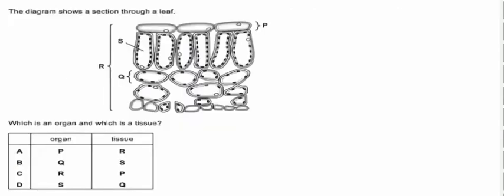The next one. The diagram shows a section through a leaf. So a leaf is an organ, or an example of an organ. So the entire leaf is represented by the letter R. So R is an organ. The question is saying, which is an organ and which is a tissue? Now, since R is an organ, which means P is going to be the tissue. So the final answer here is just going to be C.